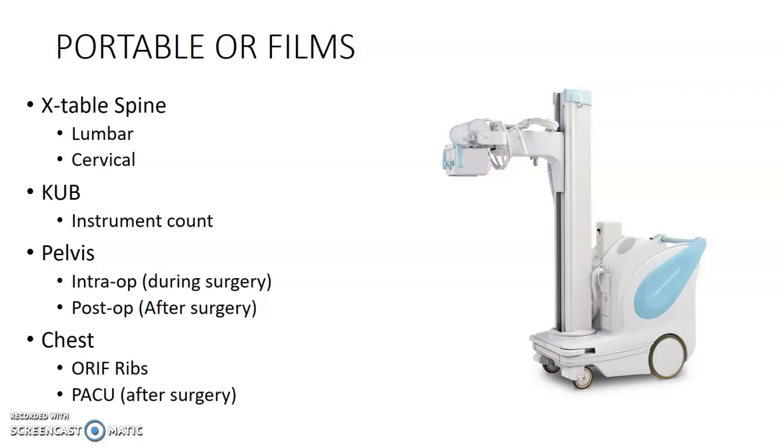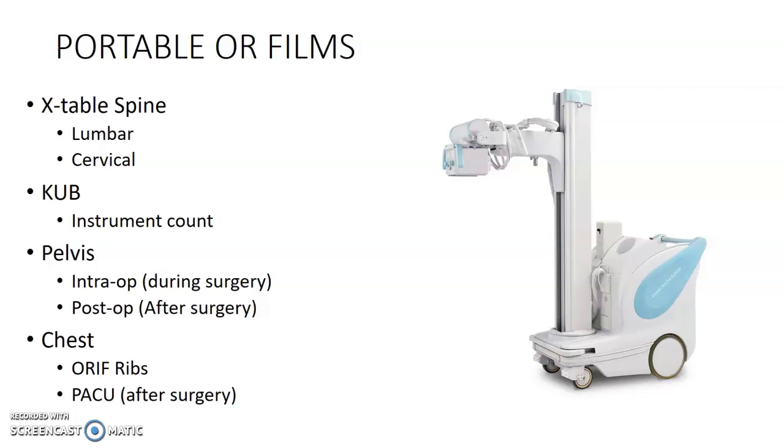Alright, so part 3, the last part of my OR talk. I'm going to talk about portable OR films that you might see in our clinical site. Cross-table spines are probably our most common spines, our lumbar and cervical that you'll see. I've never done a thoracic, I think that'd be rare.